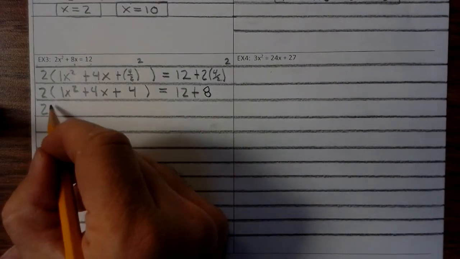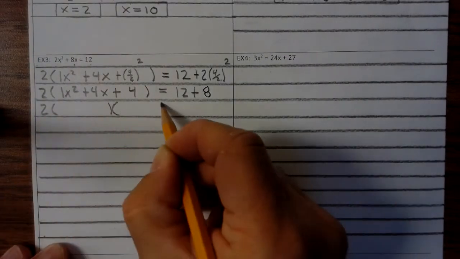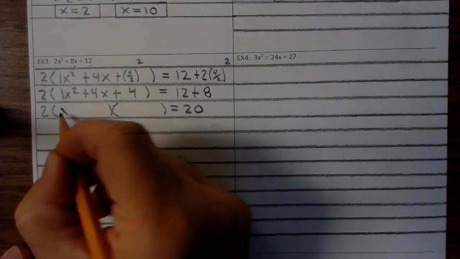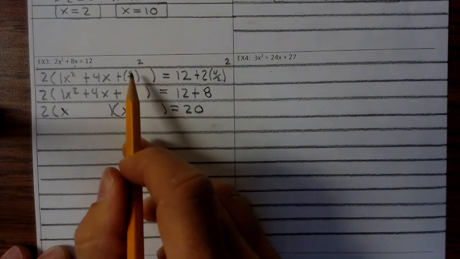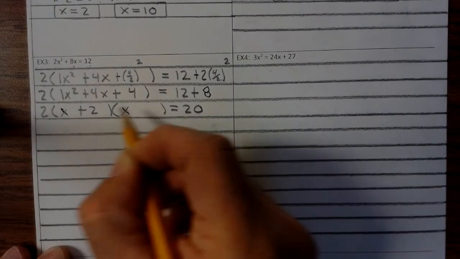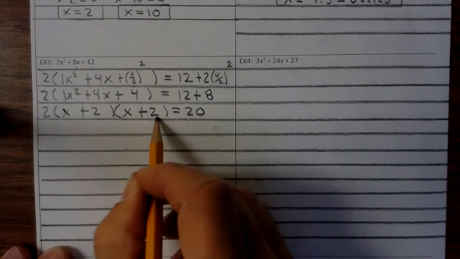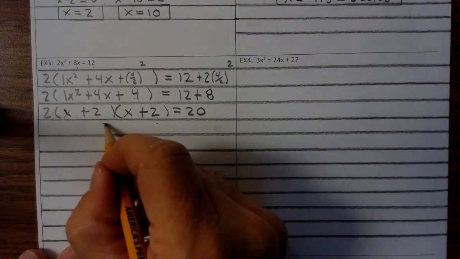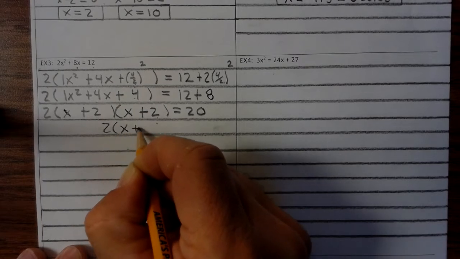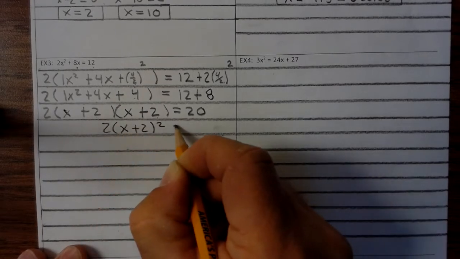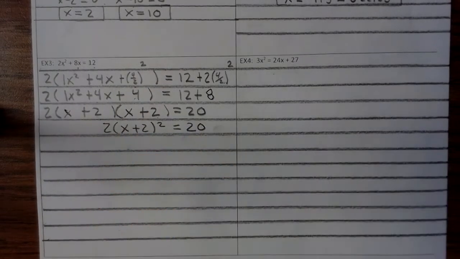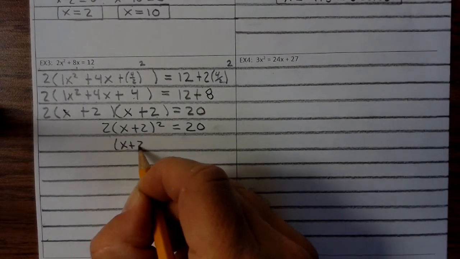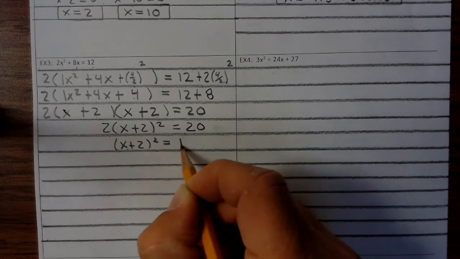So then that's 2. We're going to factor this, equals 20. Now we know x and x, and this is easy. 4 divided by 2 is 2, so that's plus 2 and plus 2. And we know this works because 2 plus 2 is 4 and 2 times 2 is 4. So now we have 2 times x plus 2 squared equals 20. We're going to divide both sides by 2, so x plus 2 squared equals 10.